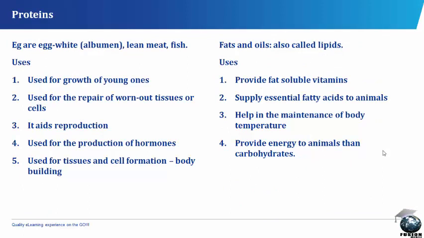Proteins. Examples are egg whites, that is the albumin, lean meat, fish, and so on. In addition to carbon, hydrogen, and oxygen, they contain nitrogen, phosphorus, and at times sulfur. They are used for growth of tissues and repair of worn-out tissues. They can supply energy as well in the absence of carbohydrates and fats. This is done by the liver.